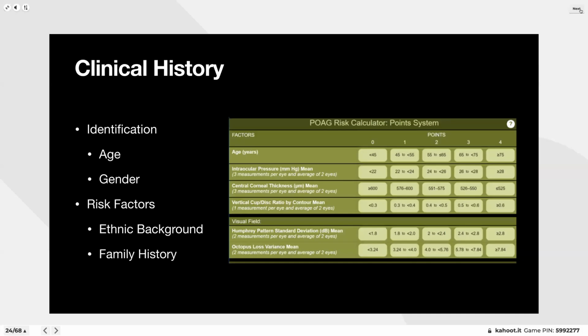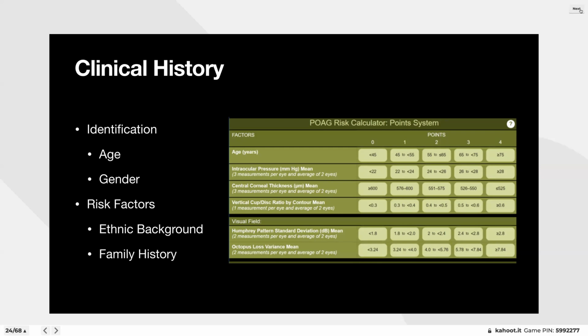So let's talk a bit about our clinical history and the types of things that we ask about when we assess a patient with glaucoma. Glaucoma is very much associated with increased age. So as you get older, your risk of glaucoma increases. It's more commonly associated with females rather than males. And specifically, there are some ethnic backgrounds that are more likely to be associated with glaucoma. We'll talk a bit about that on the next slide. And finally, any family history of glaucoma increases your risk of glaucoma.